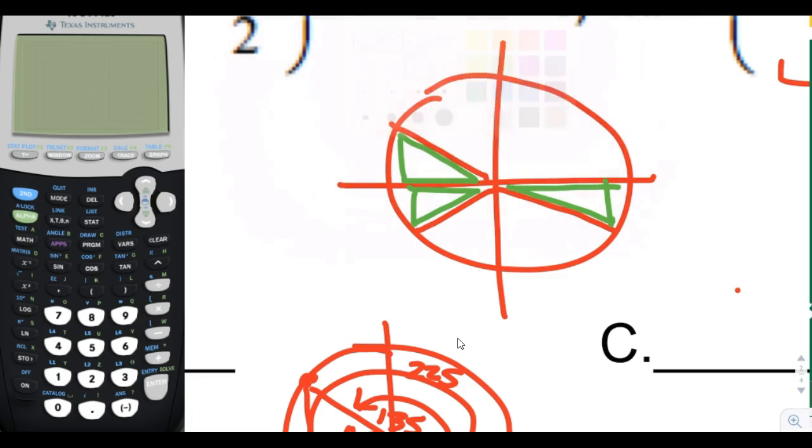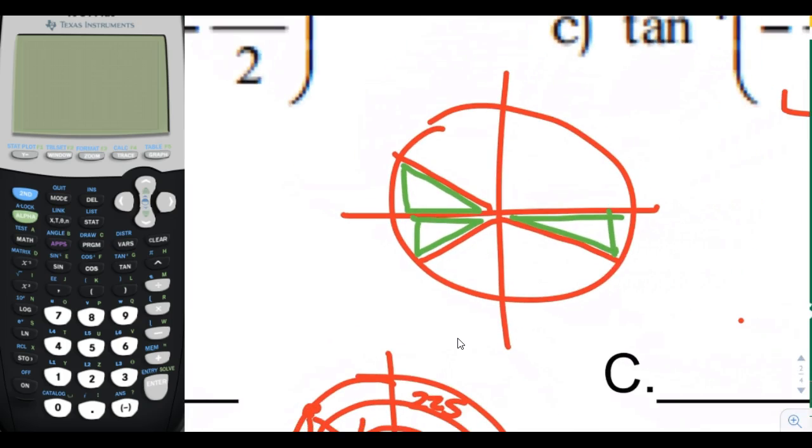A negative tangent would be opposite over adjacent, where one is negative. Either the opposite is negative or the adjacent is negative, but not both. So the x coordinate has to be negative, or the y coordinate has to be negative, but not both. Okay? So let's figure out which one it is.